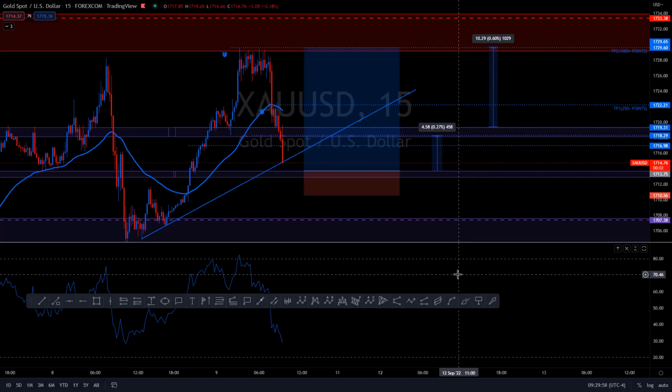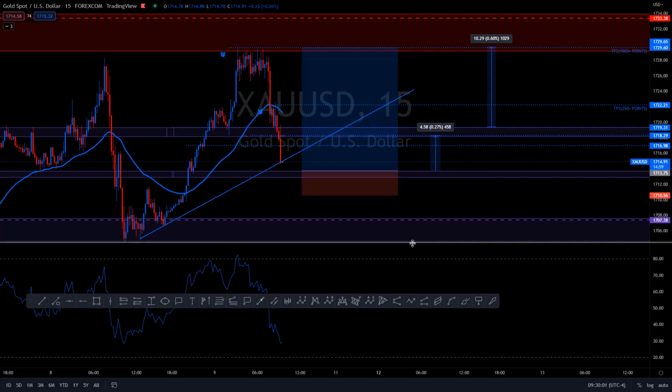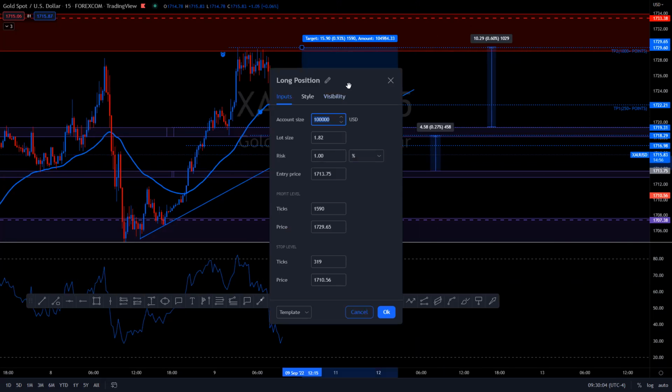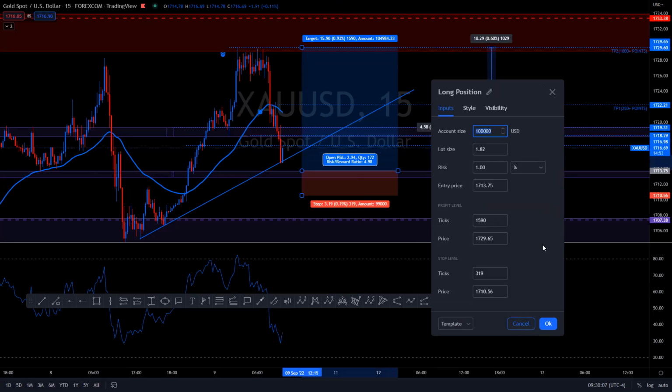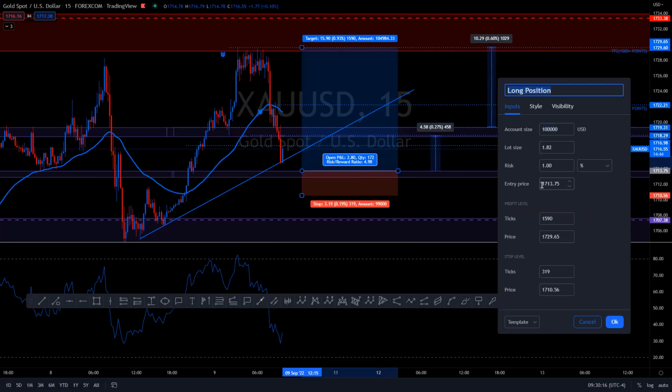So the 9:30 candle is about to close. It looks like a single candle demand zone there. Now it's pushing up, it looks like. If it pushes up a little bit more, I'm probably just going to go ahead and take a chance and jump in. So let's see.